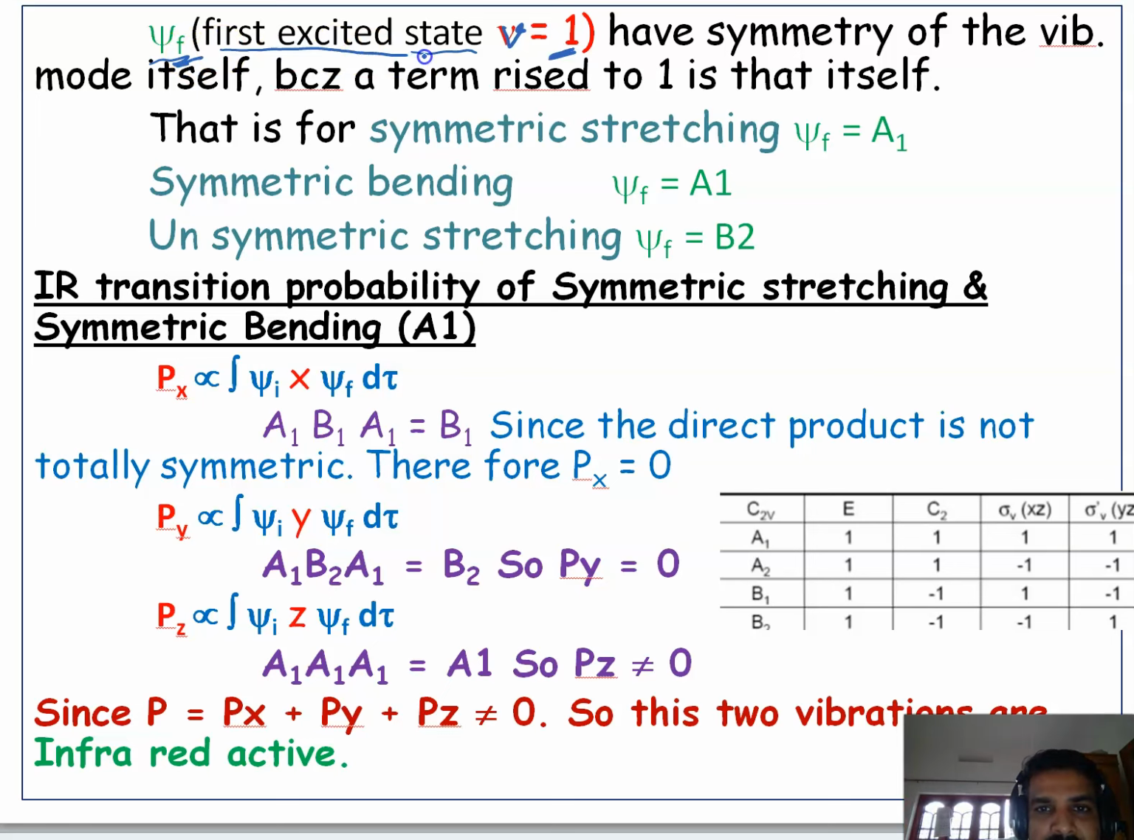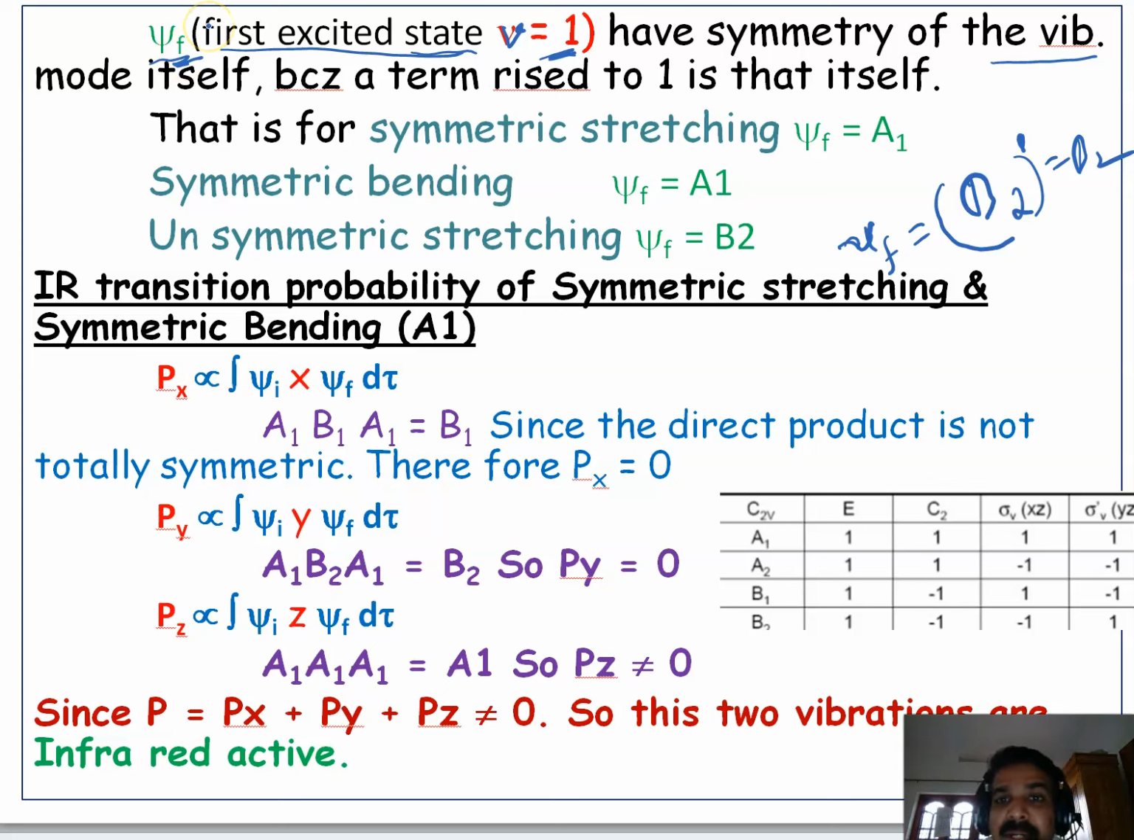And psi f, the first excited state, that is v equal to 1, has the symmetry of the vibration mode itself, that is, a term raised to 1 is equal to itself. For the B2 mode, that is asymmetric stretching, psi f is actually B2 raised to 1, that is the first level, and that is equal to B2 itself. Can you understand? That is, psi f has the symmetry of the mode itself. For the B2 mode, psi f is B2 itself. For the A1 mode, psi f is equal to A1 raised to 1, that is A1.